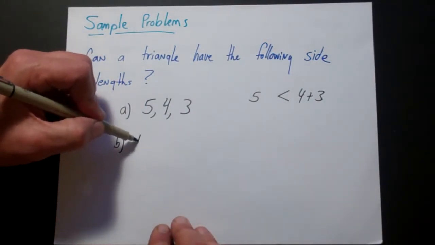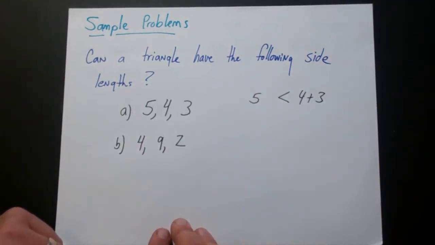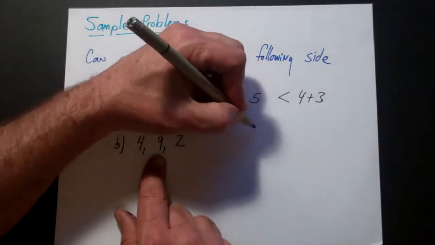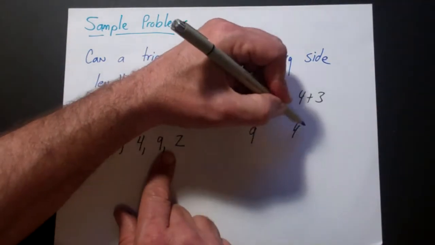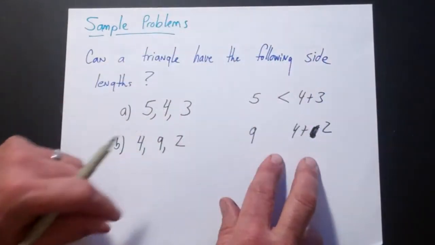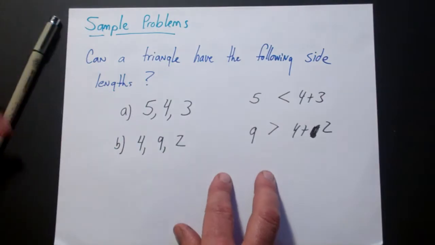Let's do another case. Let's do 4, 9, and 2. Let's see what the longest side is. The longest side is 9. And is 9 less than 4 plus 2? 4 plus 2 is 6, and 9 is bigger than that, so this is not a triangle.